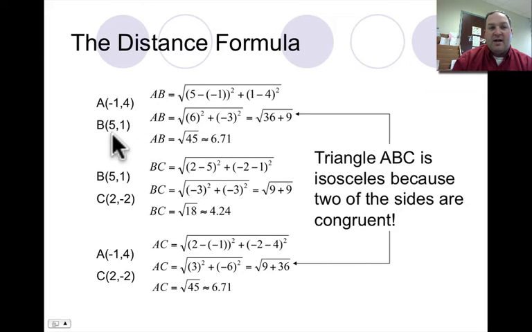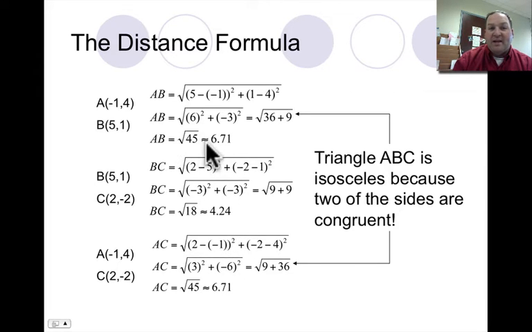Okay, so I said 5 minus negative 1 here, and then 1 minus 4. Okay, I said 2 minus 5. I said negative 2 minus 1 here. I said 2 minus negative 1. I said negative 2 minus 4. Substitute, plug and chug. Remember, minus a negative becomes plus a positive. And don't forget to square and add your stuff together. And you should get positive answers all the way down.